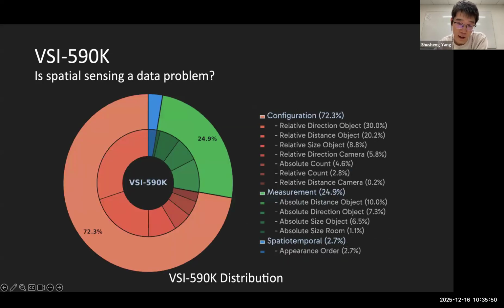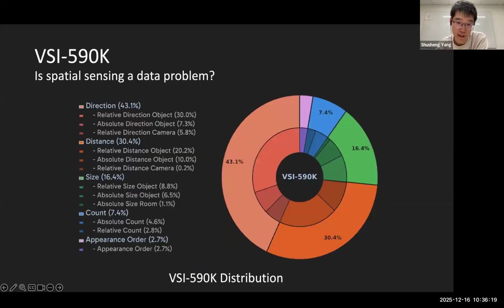And this is the distribution of our data set. We group it following the categorization of VSI-Bench. We can group it into configuration task, which is related to the rooms, the space layout, and the measurement task is about the distance or absolute size of objects, and also spatial temporal task. And this is the distribution from the task perspective: direction, distance, size, count, and appearance order.